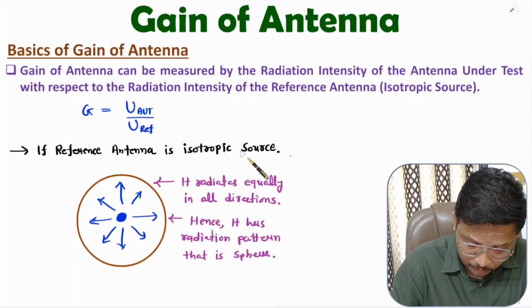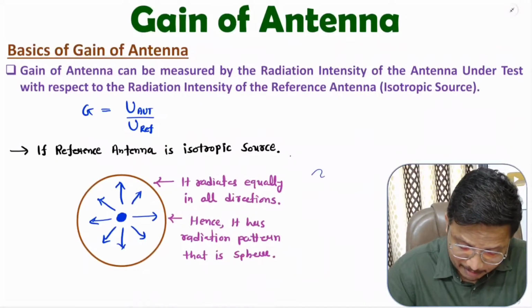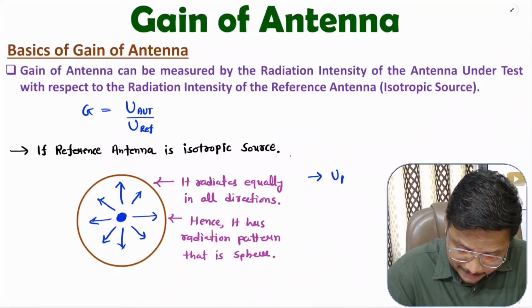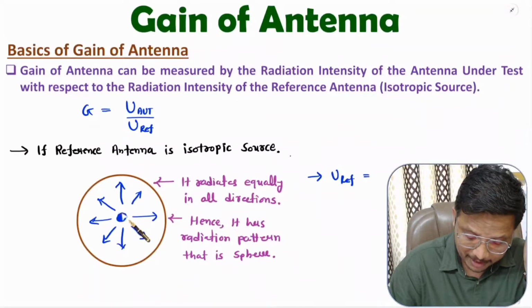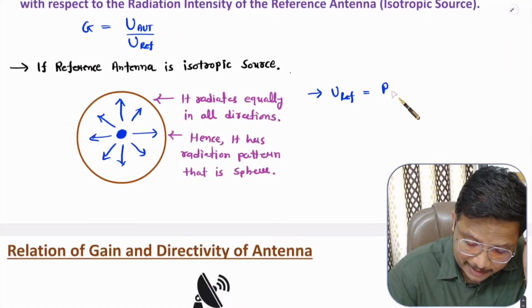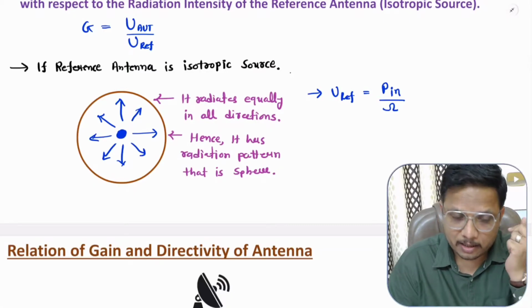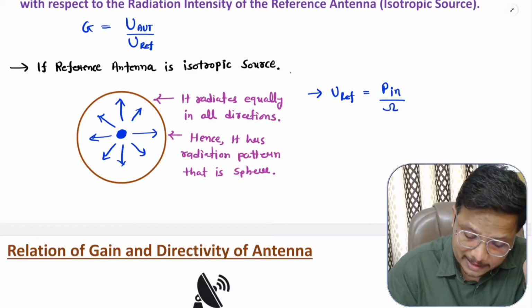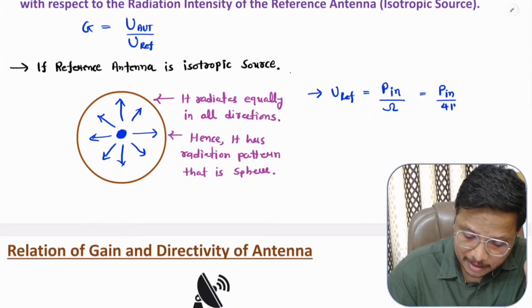For an isotropic source, if you want to measure radiation intensity, then radiation intensity U reference is equal to the amount of power given to this isotropic source divided by solid angle, right? So here we have input power, that is P in, divided by solid angle. And for a complete sphere, what is the solid angle? It is 4 pi. So with an isotropic source, this solid angle is 4 pi. So the radiation intensity of the reference antenna is P in divided by 4 pi.